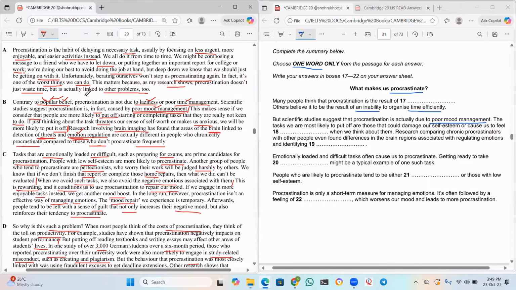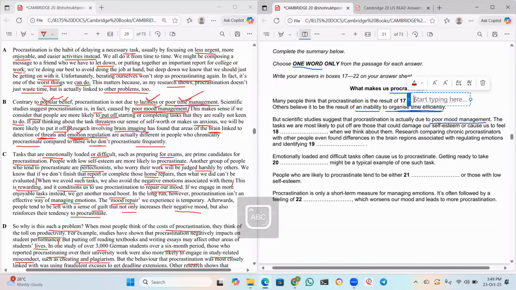Procrastination is not due to laziness or poor time management. So for poor time management, see how did he paraphrase it? Others believe it to be result of inability to organize time efficiently. So poor time management, he has changed into this inability to organize time efficiently. So what is left? Due to laziness. So many people think that procrastination is the result of what? Laziness, right? Yes, sir. Laziness, and for poor time management, he paraphrased it.